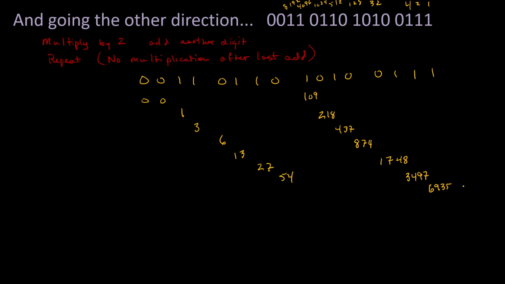Then I multiply by 2 again. I get a, let's see, this is 13. Oh. I get a 13. So that's what I got that way. This is the easy way?